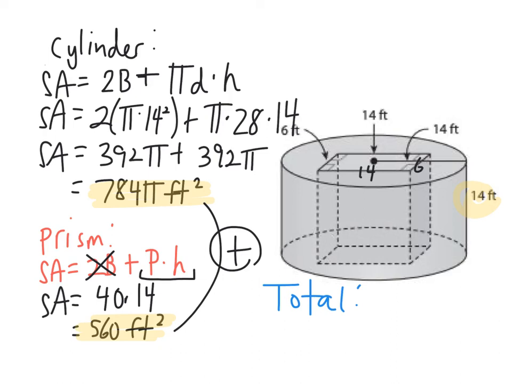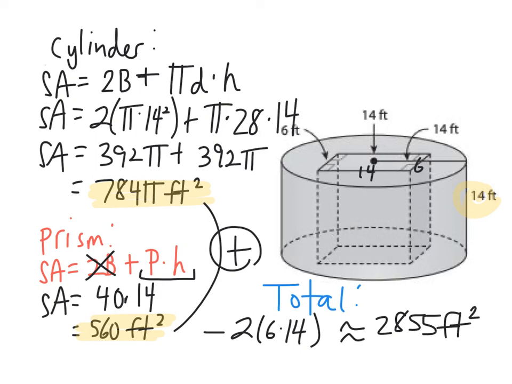Luckily, that's a fairly simple adjustment. I will just have to add those 2 numbers and then subtract 2 times the area of that rectangle up top, which is 6 by 14. So I'll subtract 2 times 6 times 14. And if I add together this number right here, this number right here, and then I subtract out this product right here, my final answer should be approximately 2855 square feet. And that's the answer for that one.